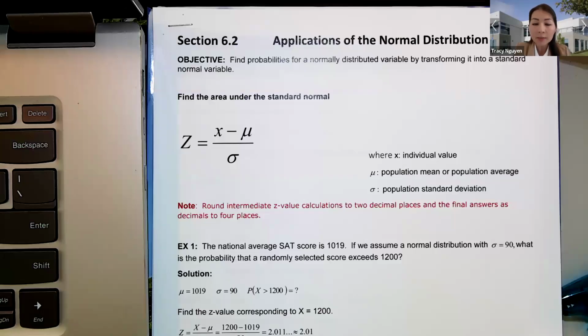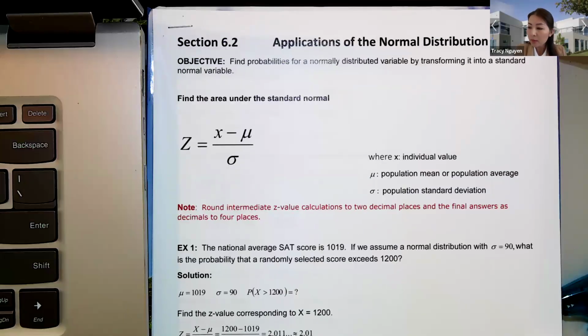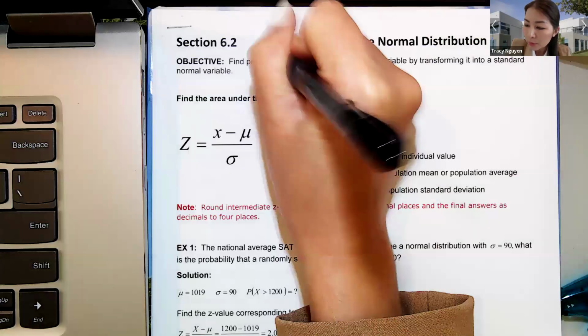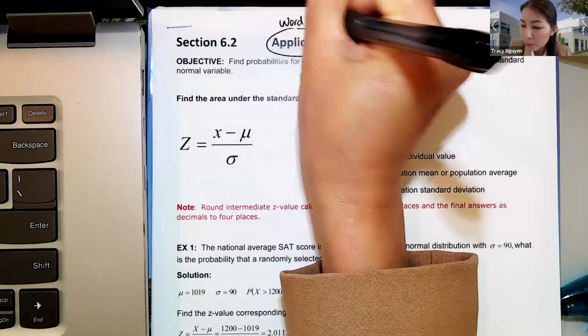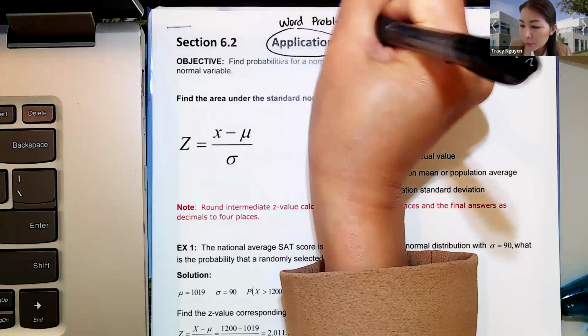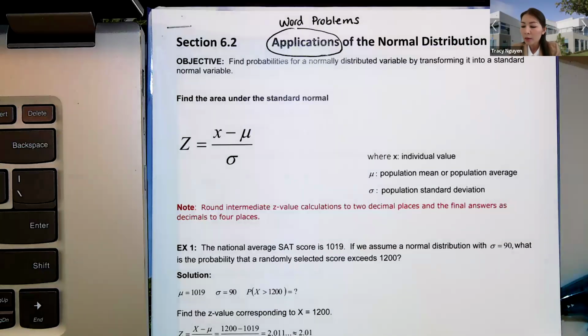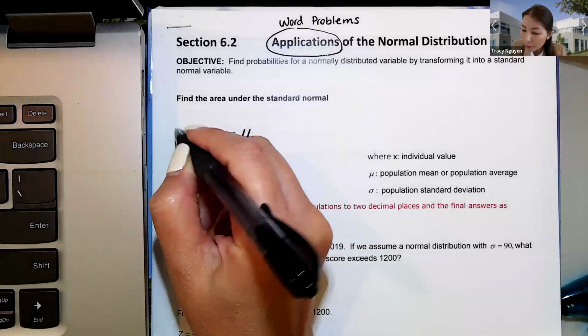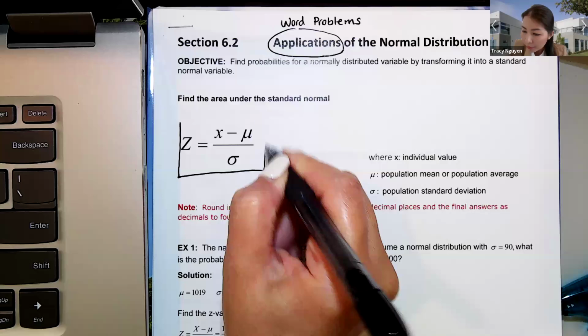And this is for 6.2. 6.2, we have applications of the normal distribution. Applications of the normal distribution, the word applications, meaning that we have it for word problems. So we have word problems involved with the normal distribution. We're going to use this formula here to transform into a normal variable.